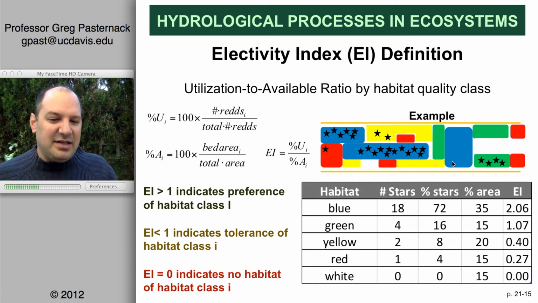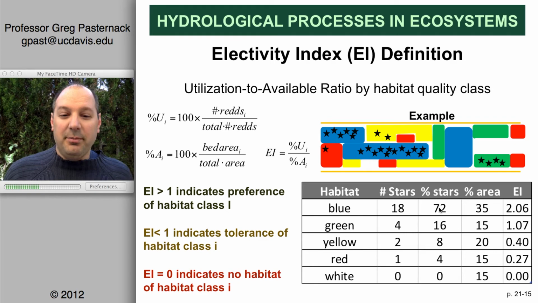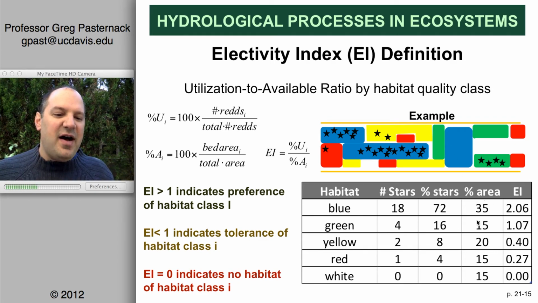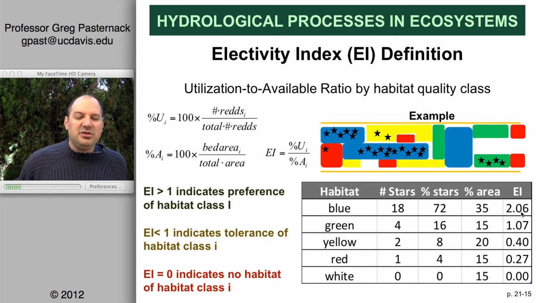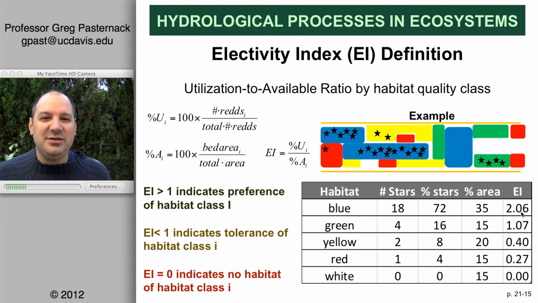So the electivity index is where we take the number of stars and we convert it into percent of total stars, and then we divide that percent of stars by the percent of the available area. So, 72% of the stars are in the blue patches, but only 35% of the area is in that color. So when you divide 72 by 35, you basically get 2. And that means that there's twice as many stars in the blue zone as there is area of blue zone. So that's a pretty strong indication. Like, that means that twice as many are there as you would expect from random chance alone. Okay.